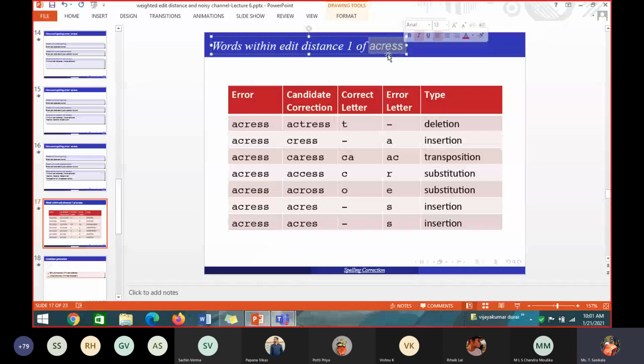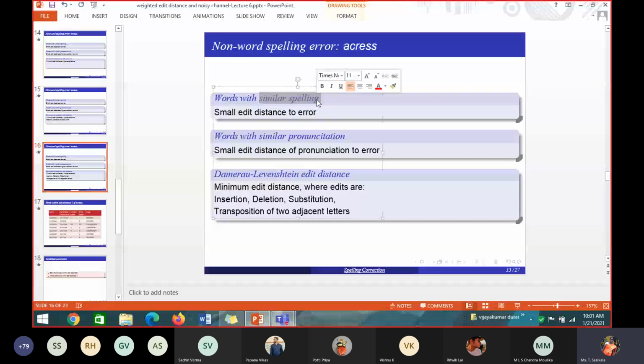Once I found an error word, I have to find the first step. What I have to find? I have to find a set of candidate words. In what way can I find the set of candidate words? I told you, what are the two ways I can find the candidate words? Words with similar spellings and words with similar pronunciation. So I have generated a list of candidate words with similar spelling and with similar pronunciation.